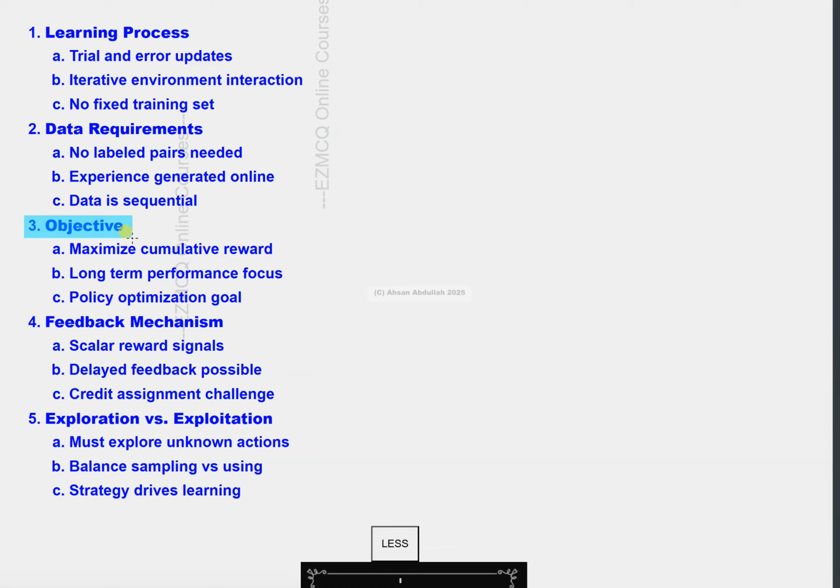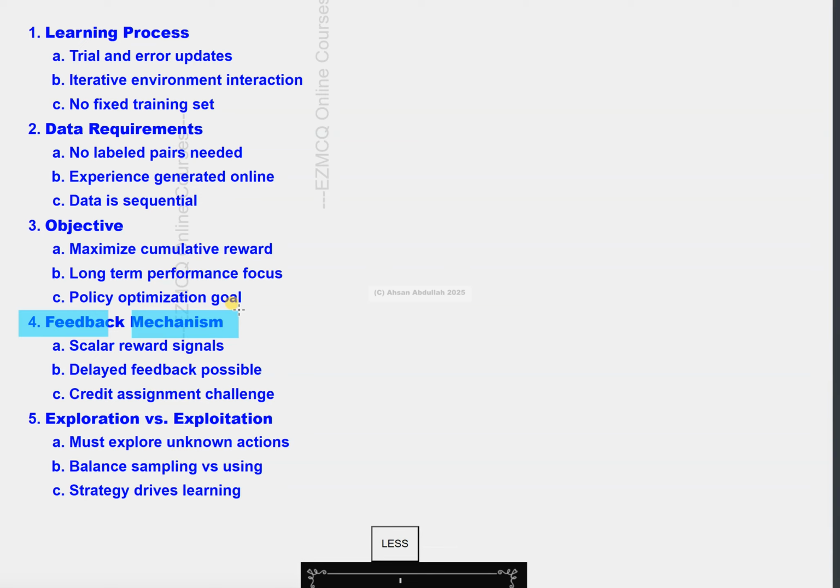Now, what is the objective? In supervised learning, the objective is to minimize the prediction error, okay, based upon the examples. Now, in reinforcement learning, the objective is more complex. What is the objective? It is to maximize the cumulative rewards across time, considering future consequences of the actions. So there is a strategy involved. So now this policy is optimized over trajectories rather than isolated instances, which is the case in supervised learning.